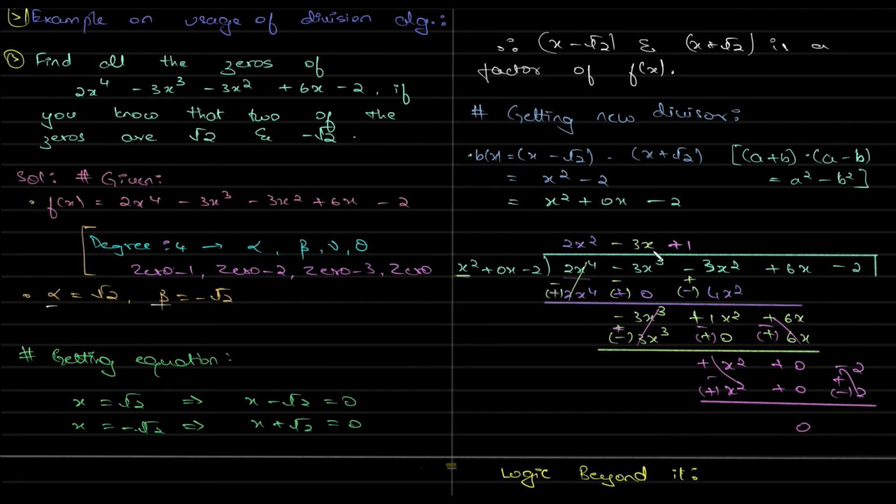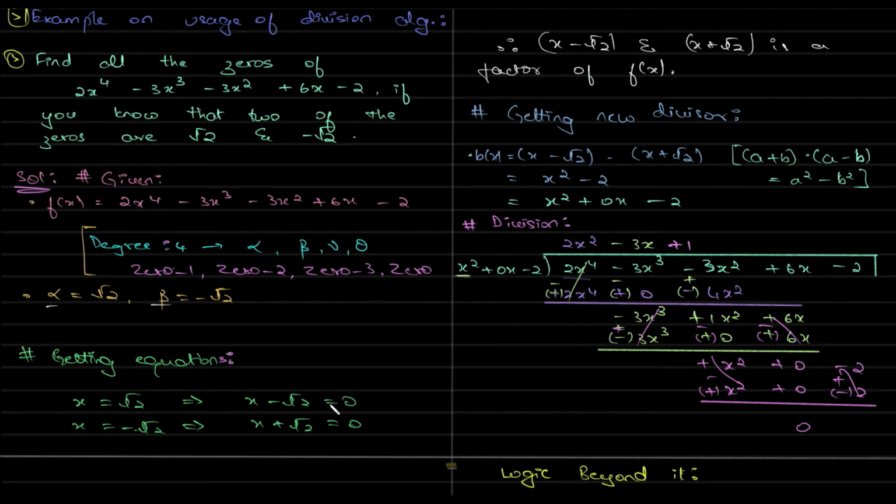We got the quotient, we got the remainder, and now what next? Let me revise. We had to get the zeros of this big polynomial, that's the chapter heading. If you know 2 of the zeros, then what to do? The procedure is simple. First you need to find the equations. Once you find the equations, get the new divisor: multiply those two, you get the new divisor. And the next step is division itself.